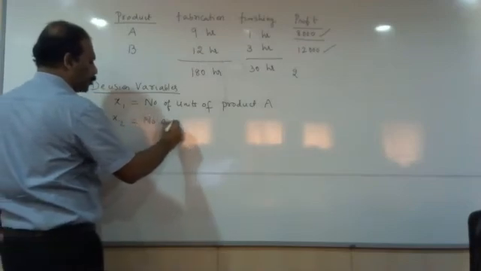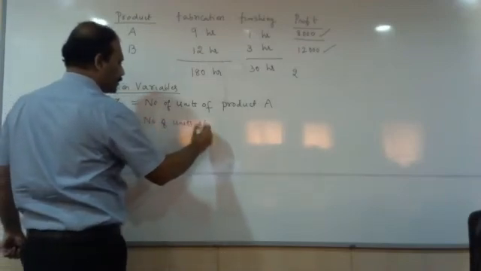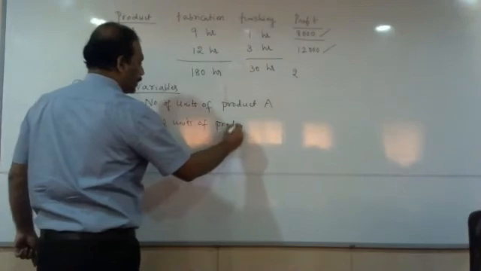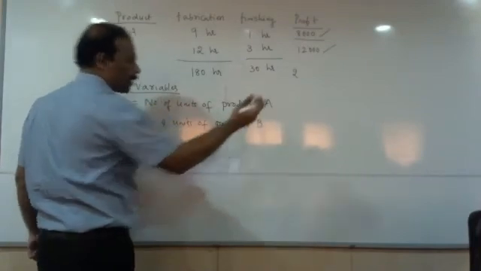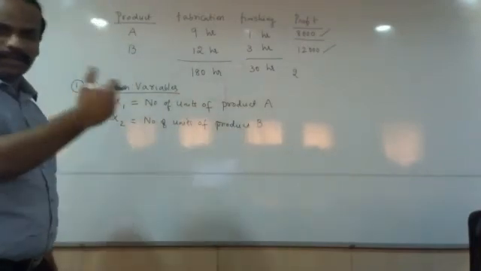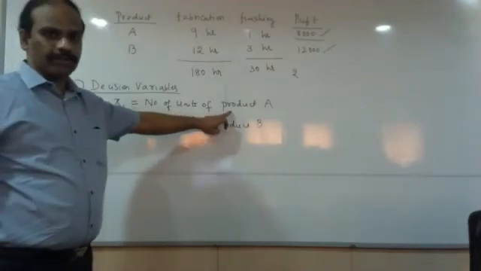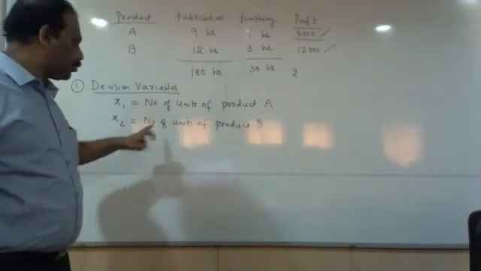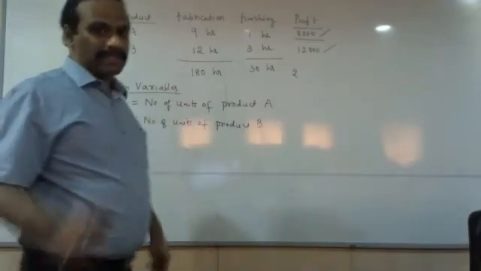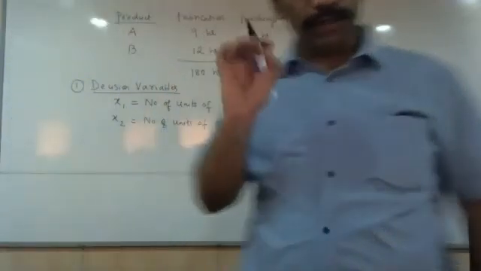Number of units of product B, or model B. Or if any question paper gives it, the same thing can be used, nothing to worry. Okay, so x1 is nothing but number of units of product A, and x2 is equal to number of units of product B. Has everybody understood this step, how to write decision variables?